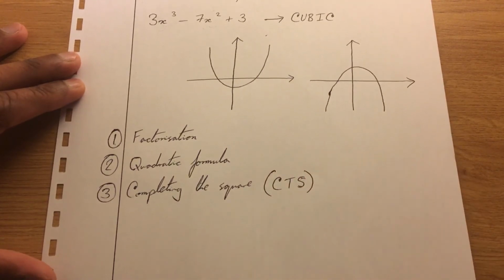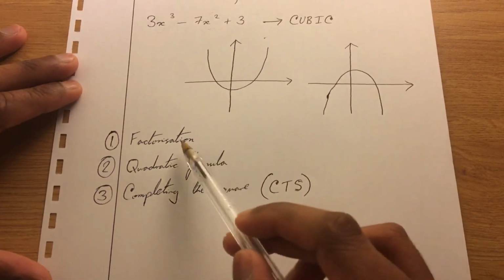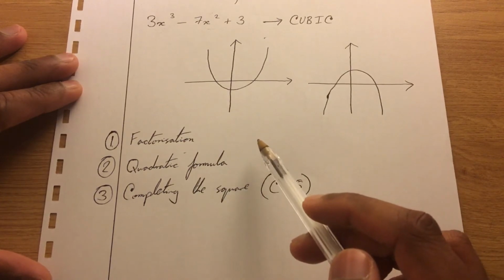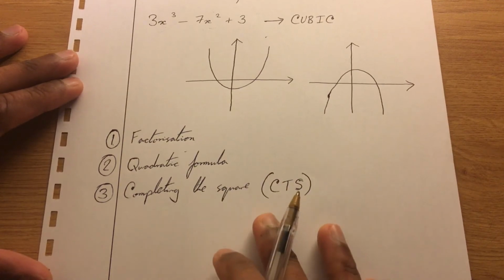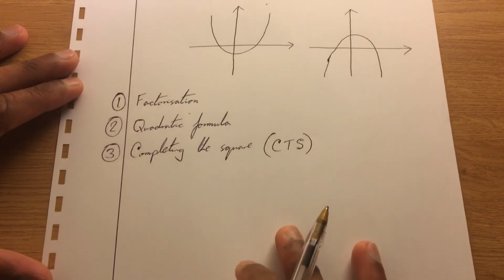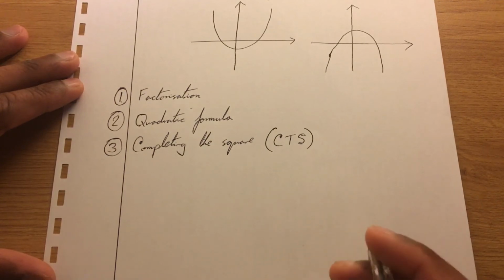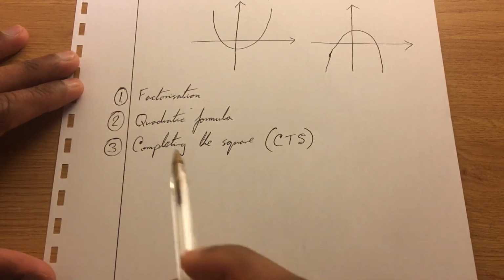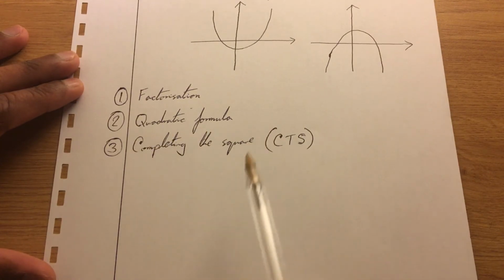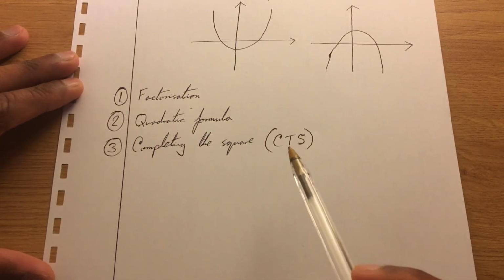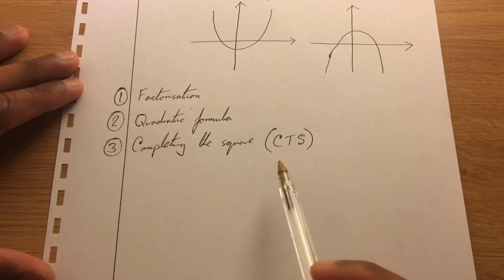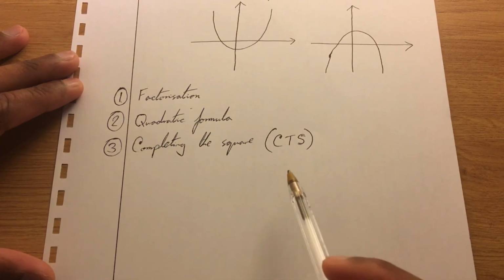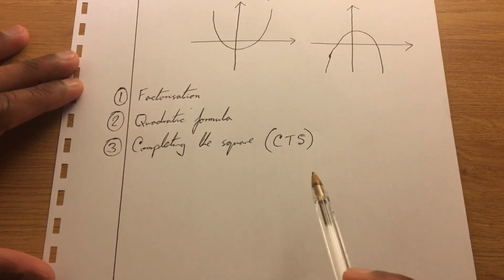Okay, so factorization is basically just putting an expression back into brackets. The quadratic formula is something that comes in very handy when you're doing a calculator paper, and if the coefficient of x squared is greater than 1, it's most likely that the quadratic formula would be your best way of solving that quadratic equation. Completing the square is also quite a tricky technique, but in future videos we will be going through how to complete the square for different quadratic equations.